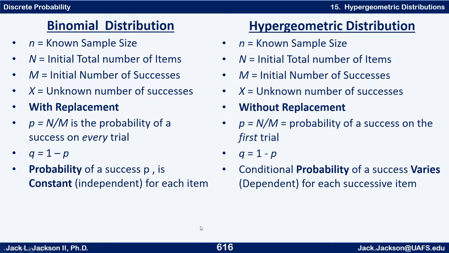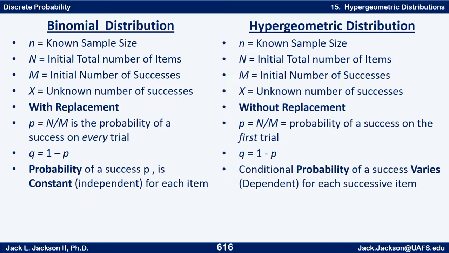Okay, so let's review a binomial versus a hypergeometric again. Little n is the known sample size. Capital N is the initial number of items. Capital M is the initial number of successes. This is in the total population for capital M and capital N. X is the unknown number of successes in both cases.